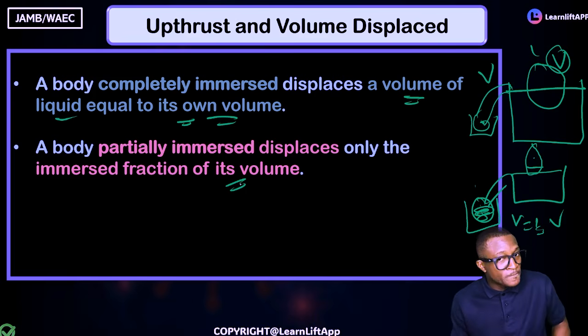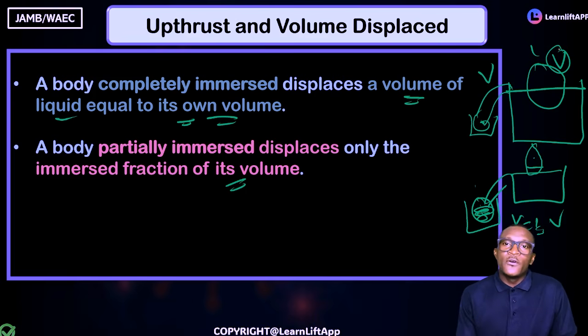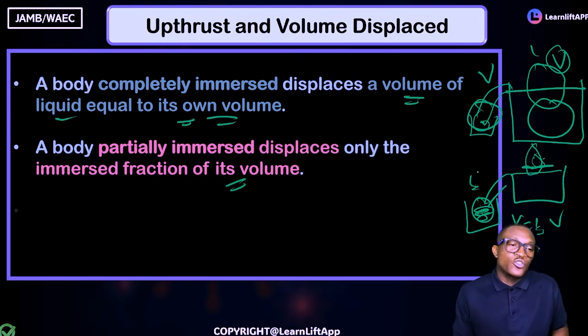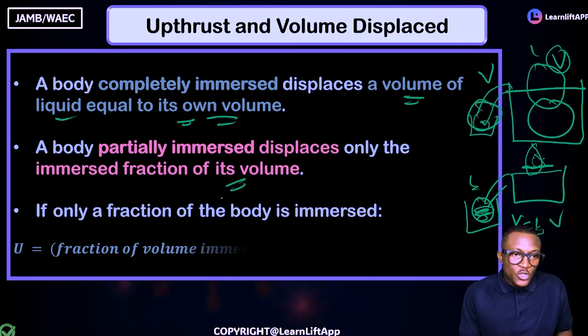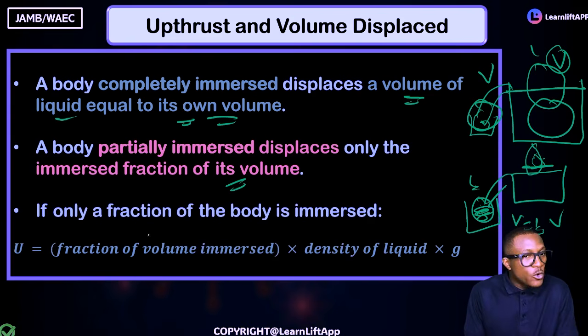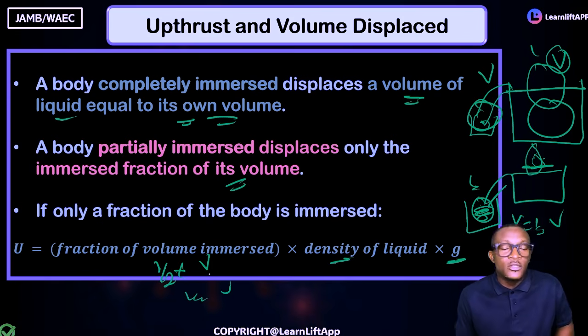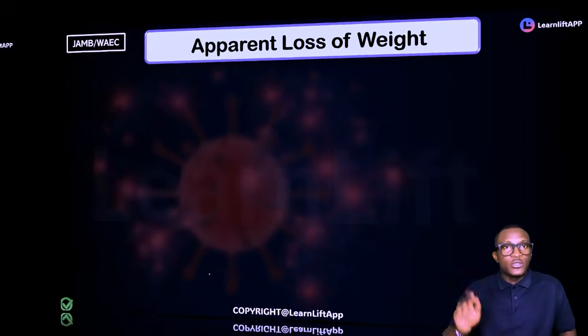That's why I explained to you that if the body is totally immersed, here will be the total volume. If it is half immersed, this volume will be half of this volume. If it is 1/4 or 1/3, it is that fraction of the volume. Therefore, upthrust is the fraction of the volume immersed times the density times g. We are still following that formula, but the volume here is a fraction, either 1/2 or 1/3 of the total volume, depending on what the question is.